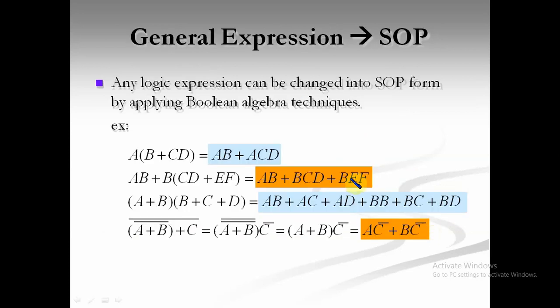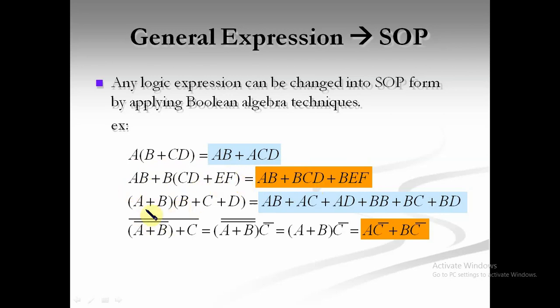Now we move toward the general expression of SOP form. Any logic expression can be changed into SOP form by using Boolean techniques. For example, here we take A in bracket B plus CD, which means we have to multiply the bracket: AB plus ACD. Same again, for example AB plus B in bracket CD plus E, you still have to multiply with each term, that is AB plus BCD plus BE.